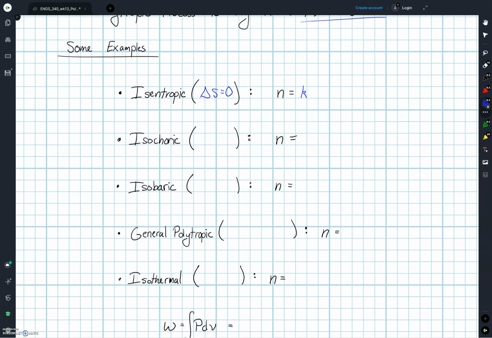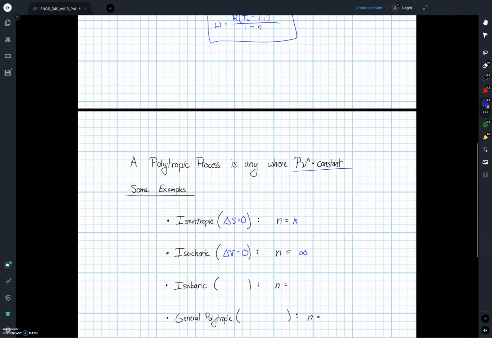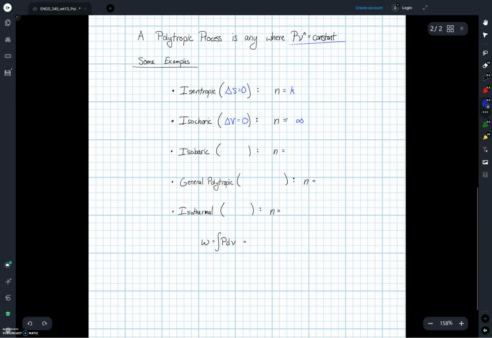We could have an isochoric process. That would be that the change in volume is equal to 0. And if the change in volume is 0, we know that that is a zero work process. So if we look at our equation for work just up here, it's a 1 over N term, as we can see up here at the top. So what that means is if N is infinity, then this ends up going to 0.